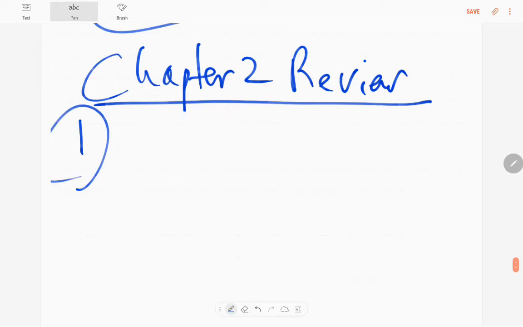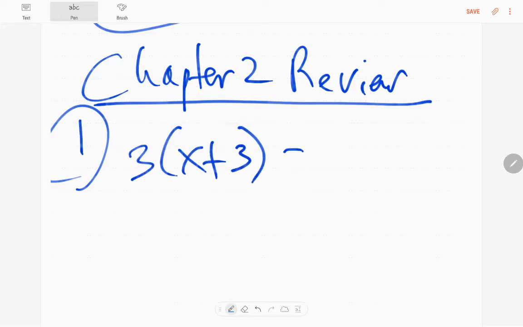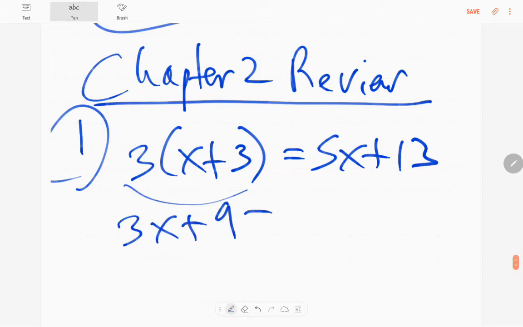Well, let's do this one, number 1. My equation looks like this. 3 times (x + 3) = 5x + 13. So just kind of an easy linear equation. First thing to do is get rid of the parentheses by using the distributive property. So 3 times x, 3 times 3.